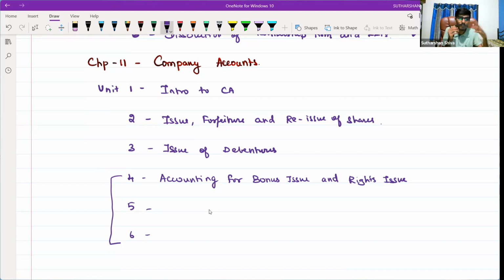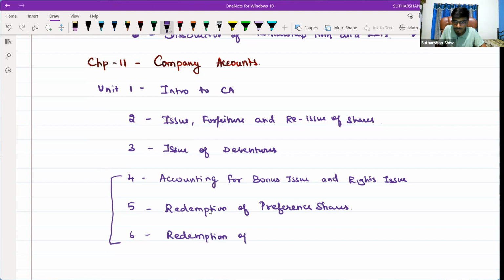Earlier it was split, and in Foundation you were studying it as an integral part. Now they have inserted it in the same unit number 5, that is redemption of preference shares. Redemption of preference shares, and then redemption of debentures. These are the 6 units you have.